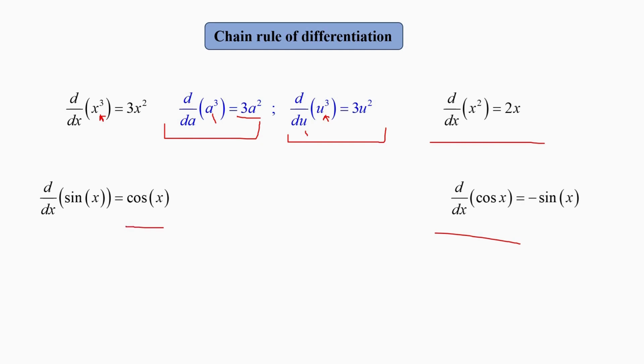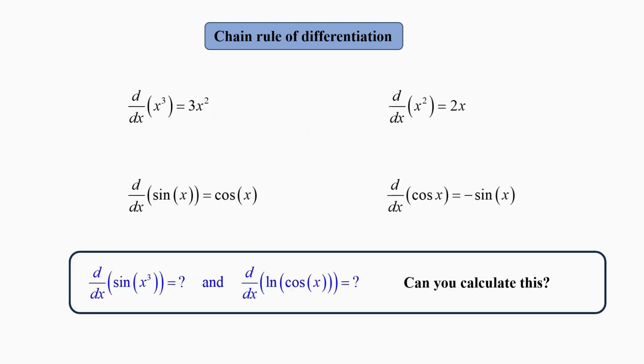We just have to make sure that the variable at both of these places should be same. Either it can be x, either it can be a, either it can be u. The variable at both of these places must be the same. Okay. Now all these functions are quite easy.